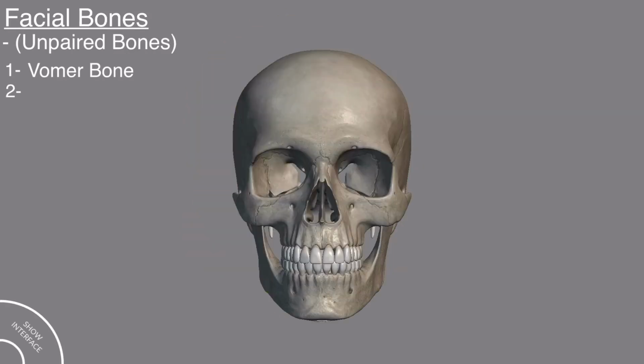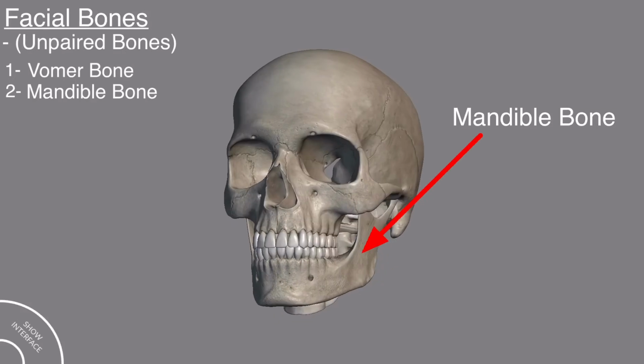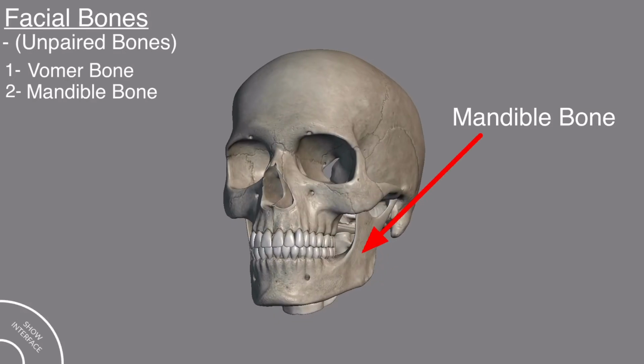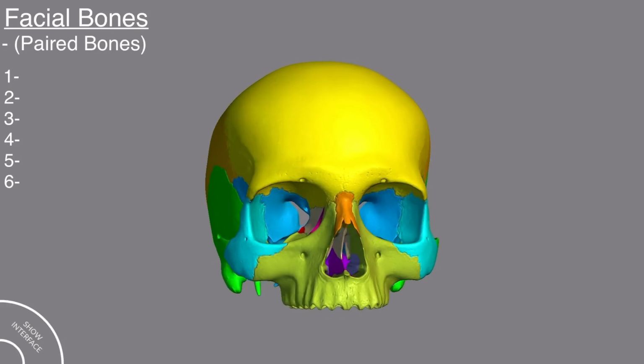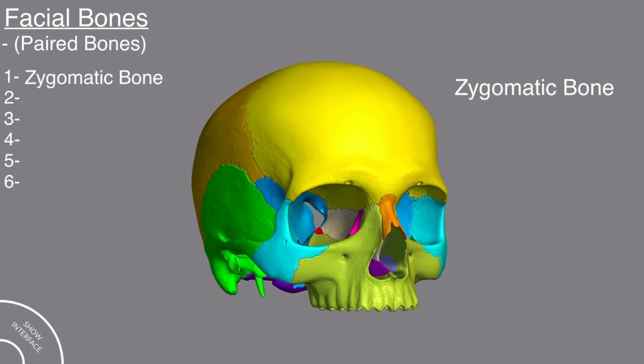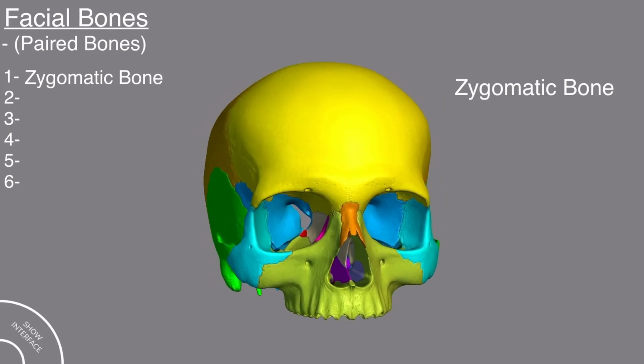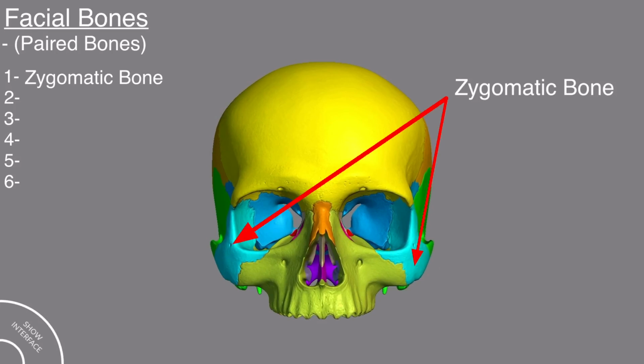The second unpaired facial bone is the mandible bone. This is the mandible bone. Now let's move toward the paired facial bones. There are 6 paired facial bones. Number 1 is the zygomatic bone. This is the zygomatic bone. And as you can see, these are 2 in number.